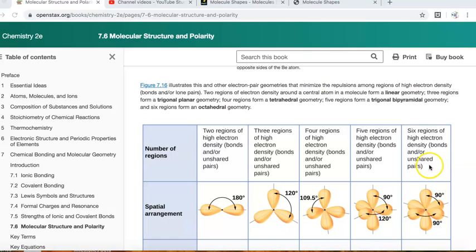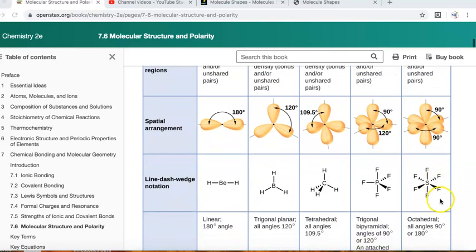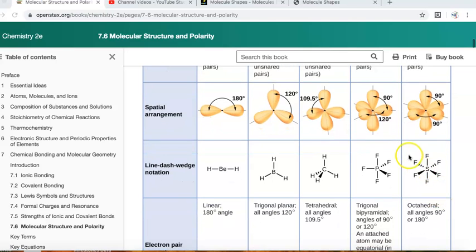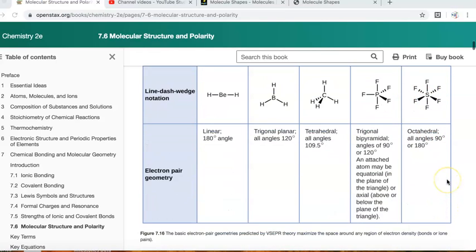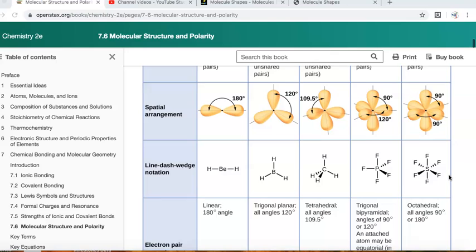And then when you have 6 regions of high electron density, that's referred to as octahedral. So octahedral, instead of having 3 atoms on the same plane, you have 4, which kind of makes a square base in a way. And then you have an atom going above the plane and then below the plane. And that's referred to as octahedral in terms of electron pair geometry.